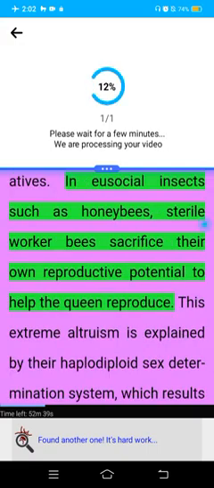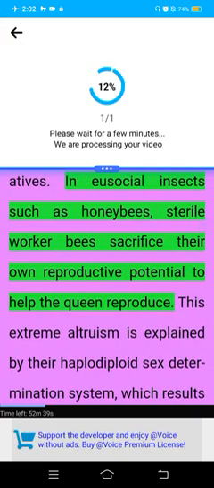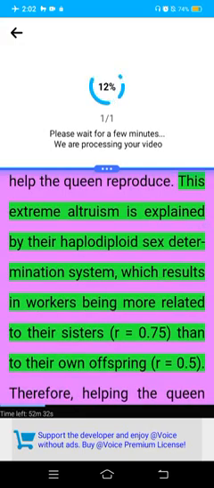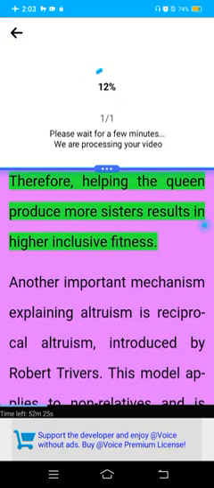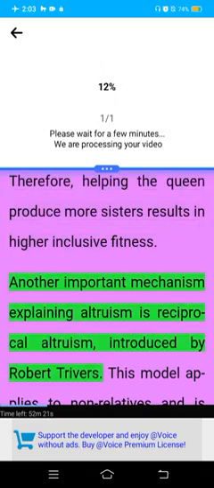In eusocial insects such as honeybees, sterile worker bees sacrifice their own reproductive potential to help the queen reproduce. This extreme altruism is explained by their haplodiploid sex determination system, which results in workers being more related to their sisters (r equals 0.75) than to their own offspring (r equals 0.5). Therefore, helping the queen produce more sisters results in higher inclusive fitness.